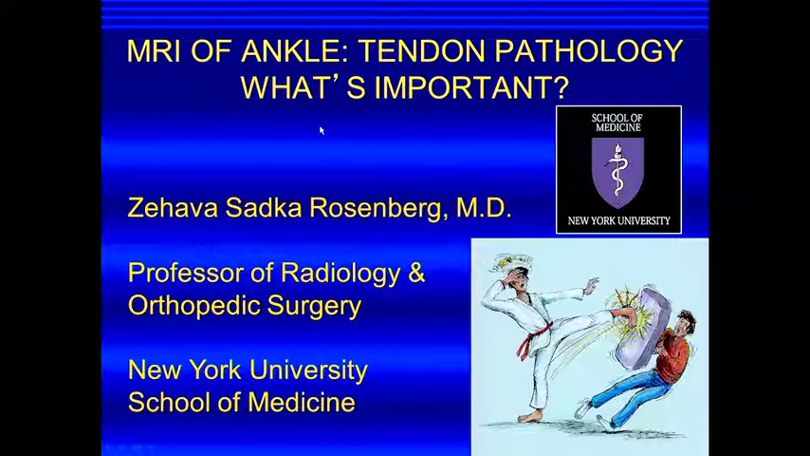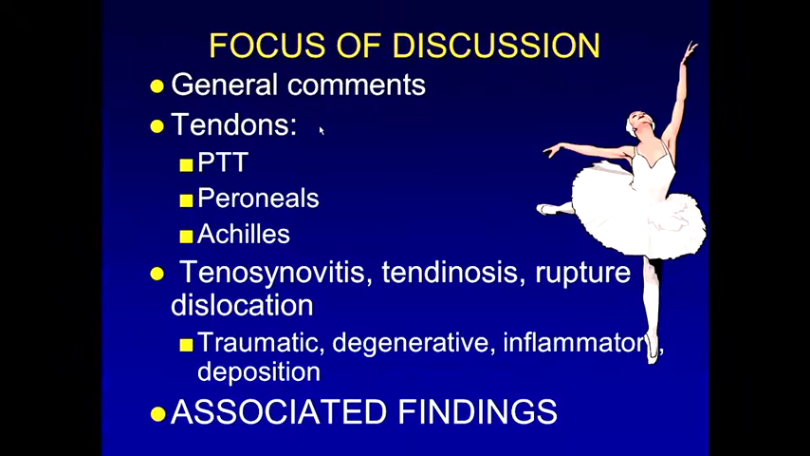MRI of ankle tendons with emphasis on what's important. The focus of discussion is going to be general comments. I'm going to talk about these tendons, the posterior tibial, peroneal, and Achilles, which are most commonly involved in the ankle. Then we're going to talk about the spectrum of disease of tendon pathology, which is tenosynovitis, tendinosis, rupture, and dislocation, keeping in mind that tendon pathology could be traumatic, could be degenerative, could be inflammatory, or even deposition.